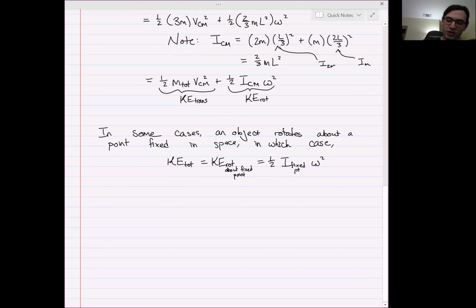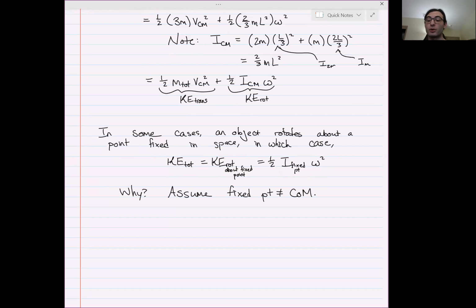Now, let's try to understand why. We're going to assume in this case that the point of interest, the fixed point, is not the center of mass. The reason is that if it were the center of mass, this is a lot more obvious. If the object is just rotating about its own axis, there is no translational kinetic energy. And so of course the total kinetic energy would be rotational kinetic energy, and the fixed point would just be the center of mass.